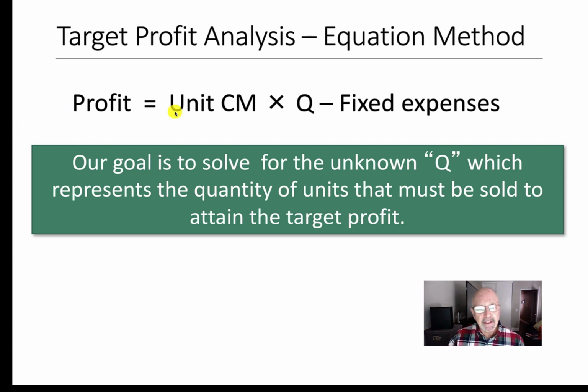So profit equals unit contribution margin times quantity minus fixed expenses. Again, our goal is to solve for the unknown Q, which represents the quantity of units that have to be sold to get the target profit.